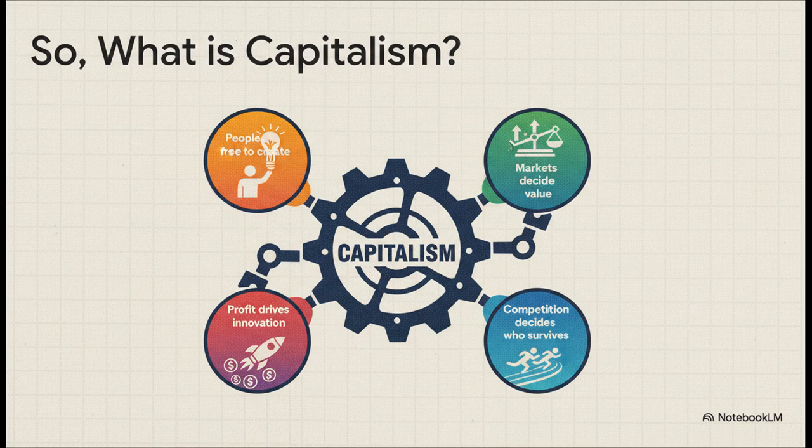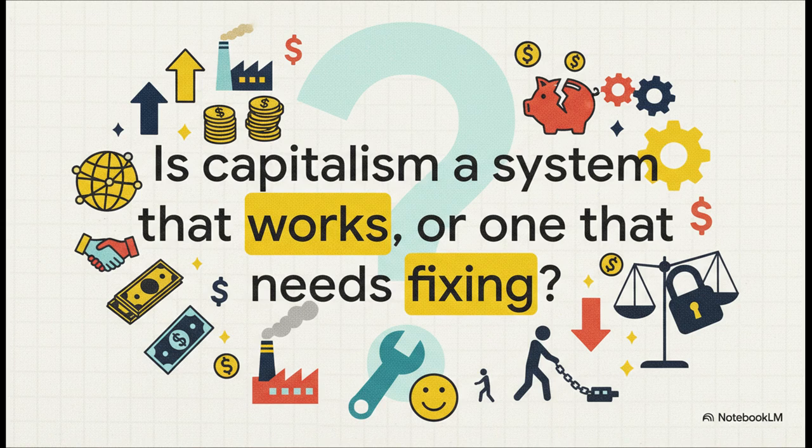All right, so let's wrap this all up. What is capitalism? Well, it's a system that's all about freeing people up to create and to build. It's a system where the market, not some ruler, decides what things are worth. It uses the drive for profit to fuel incredible innovation, and it uses the constant pressure of competition to decide who gets to stick around. It's powerful, it's definitely imperfect, and it has absolutely shaped the world we live in today.